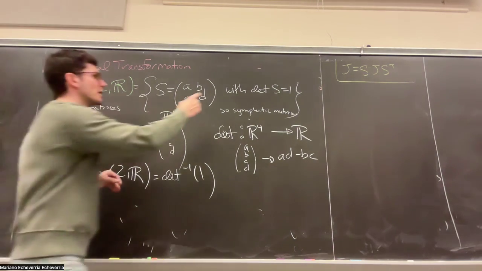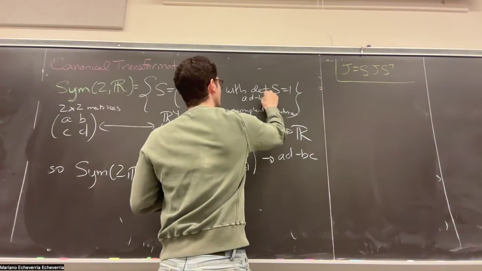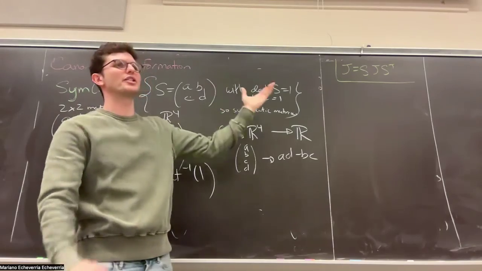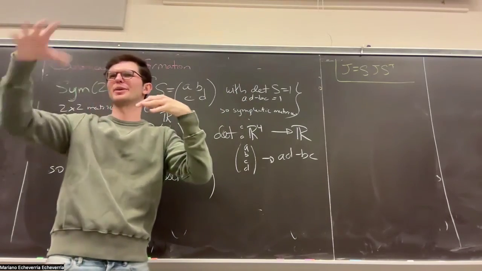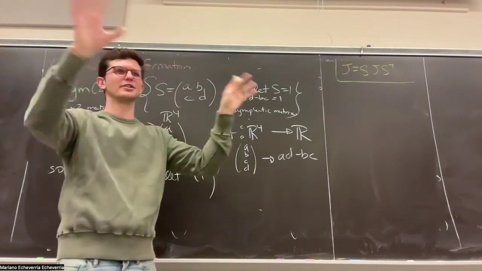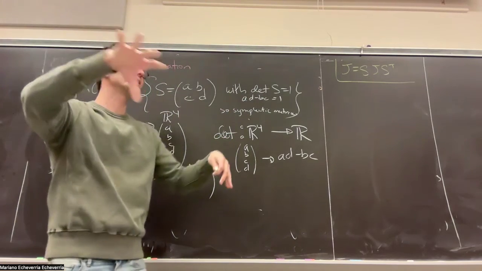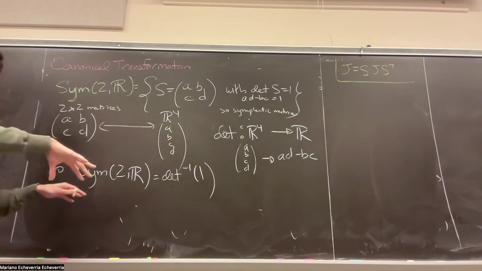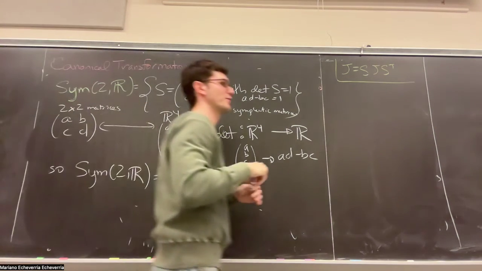Because if you think about it, it's just AD minus BC. You had four variables and one equation, so you should be able to get rid of one of the variables and get something of dimension 3. So this is actually going to be a 3-dimensional subset inside R4, and I'm going to describe that for you in a second.